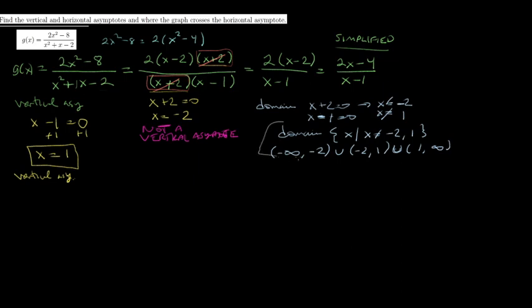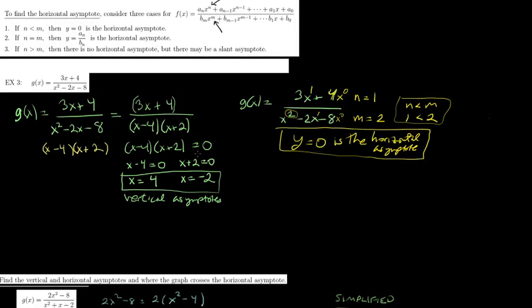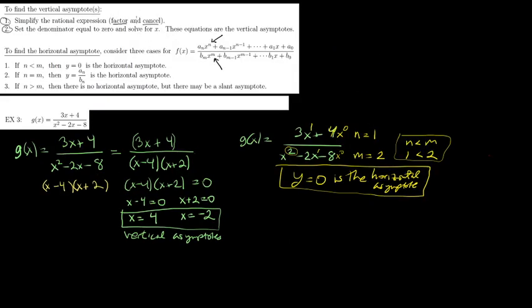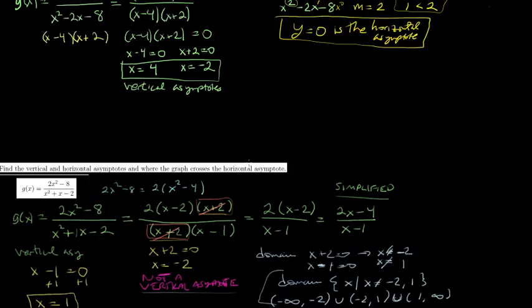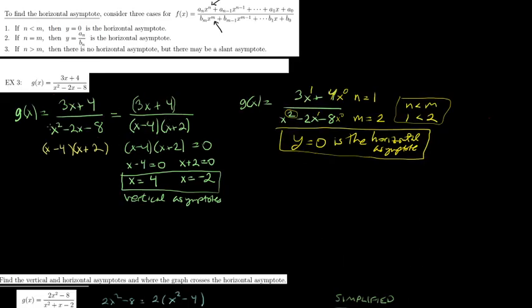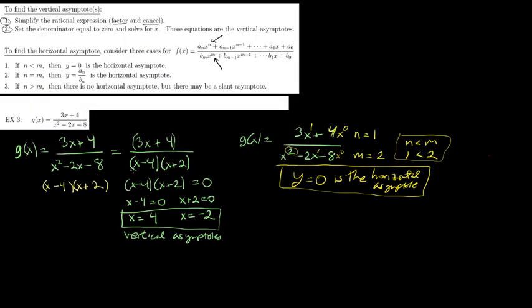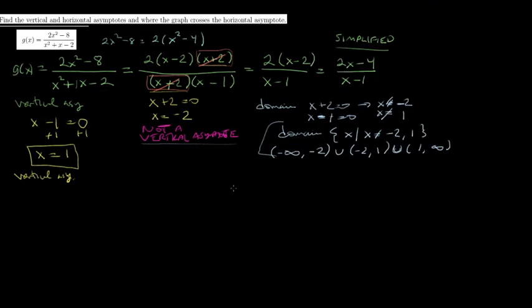Okay, so yes, the domain has to exclude the negative 2. However, the negative 2 does not become a vertical asymptote because it got canceled, right? So if you remember, you have to cancel first before you set the denominator equal to 0. Notice that nothing canceled here. So in the first problem, when you set both of these factors equal to 0, we got two vertical asymptotes. In this example, even though we got two factors in the denominator, one of them canceled, and so there's only one vertical asymptote, and it's just x equals 1, right?